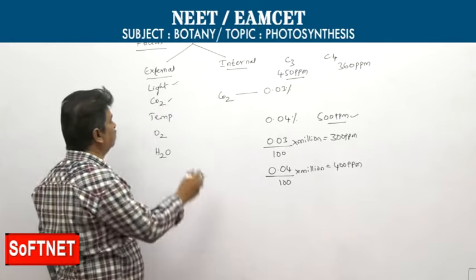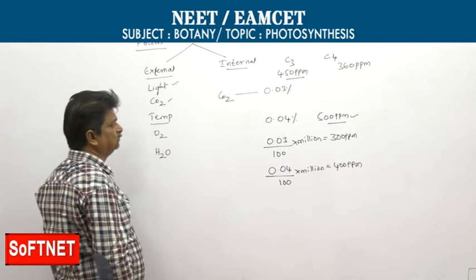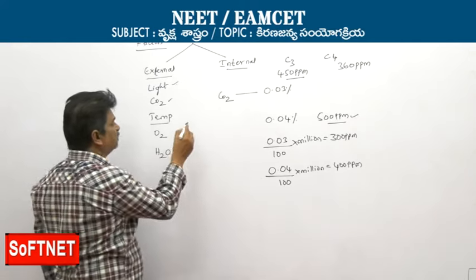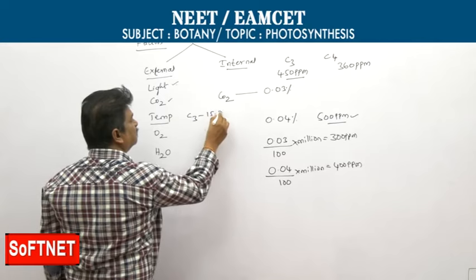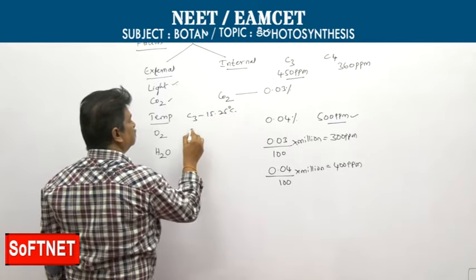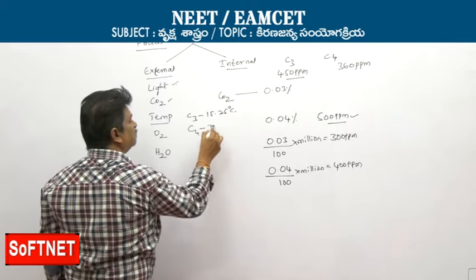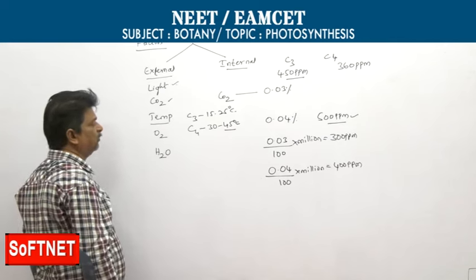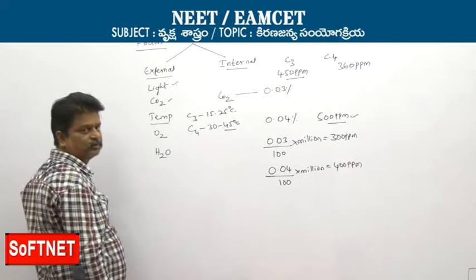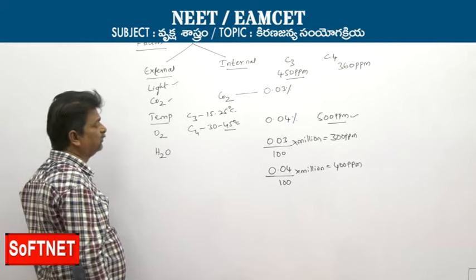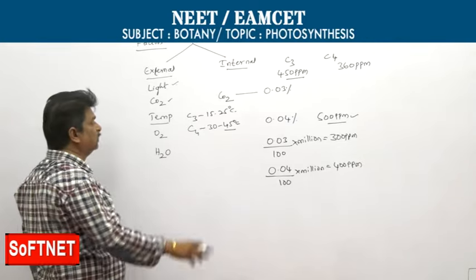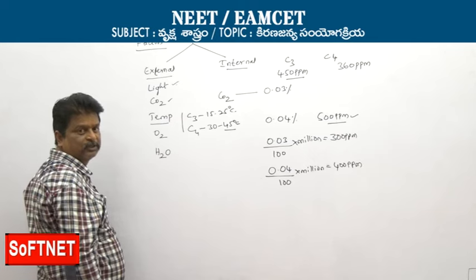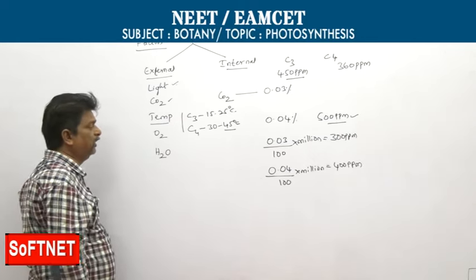Then the next one is temperature. The optimum temperature for C3 plants is 15 to 25 degrees. For C4 plants it is 30 to 40 or 45 degrees. So, compared to C3, C4 plants carry out photosynthesis even at 45 degrees. These are optimum temperatures, but the photosynthetic rate is decreased at low and high temperature.